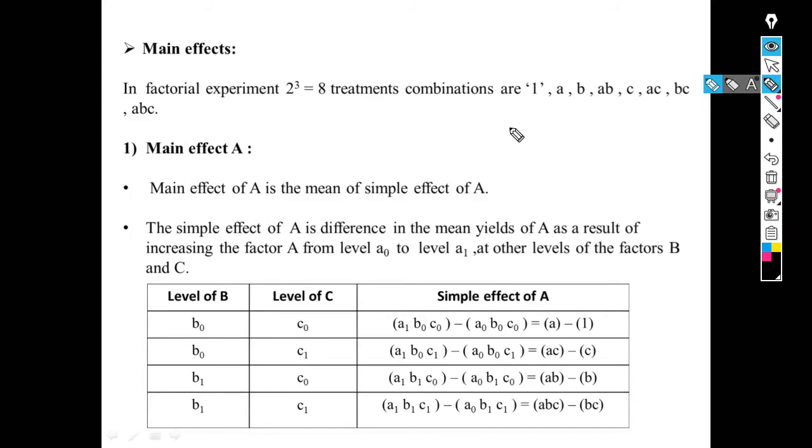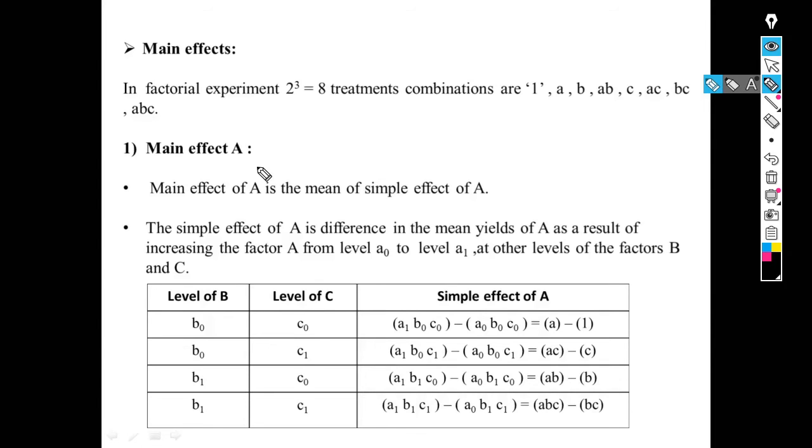Now we will discuss main effects in this 2^3 factorial experiment. Here we have three main effects: main effect A, main effect B and main effect C. In a 2^3 factorial experiment we have 8 treatment combinations, and we write these treatment combinations like this: 1, A, B, AB, C, AC, BC and ABC.